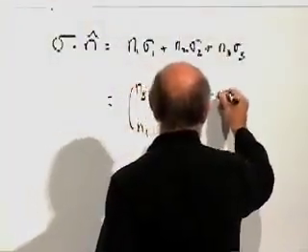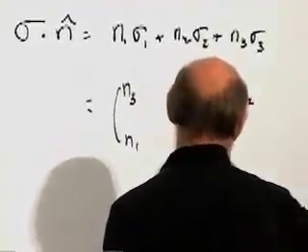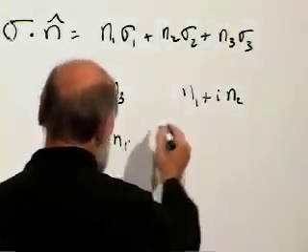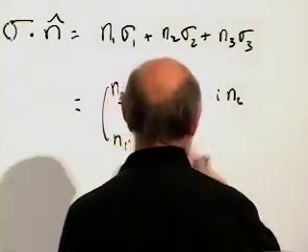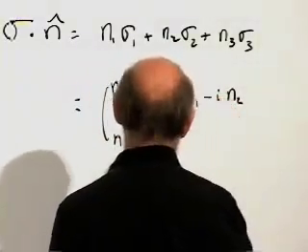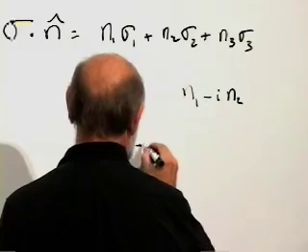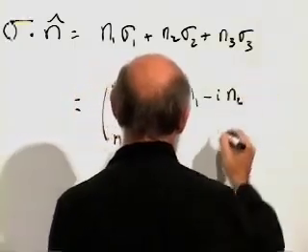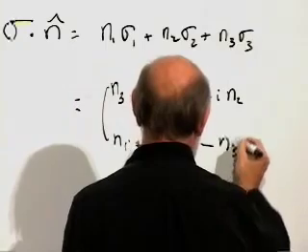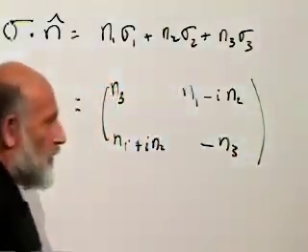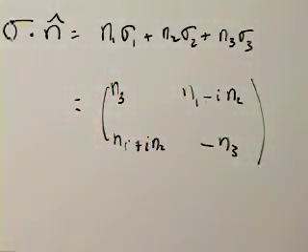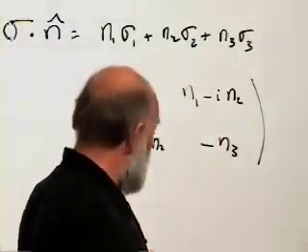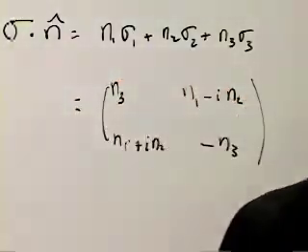n1 plus i n2. And then down here it would be n1, no, sorry, minus i n2. And here it would be n1 plus i n2. And then minus n3 over here. Notice that it's Hermitian. The diagonal elements are real. The off-diagonal elements are complex conjugates of each other. That makes it Hermitian.